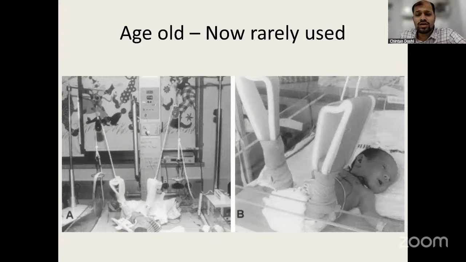So these are now outdated. The application of Bryant's or gallows traction, where we have specialized pulleys and the plaster or traction is applied to the lower limb, and the child's limb is kept suspended with the buttocks off the bed. But these are not regularly followed in our wards now because it requires long treatment, and usually this is not acceptable to parents, to see their child like this over a long period of time.